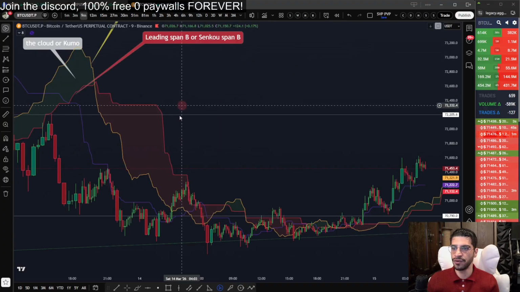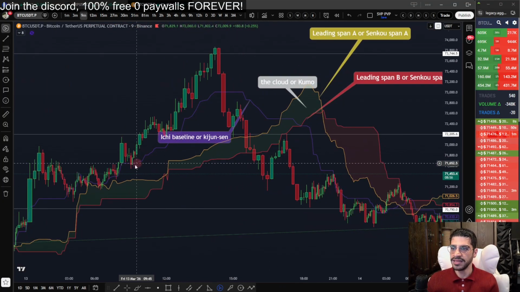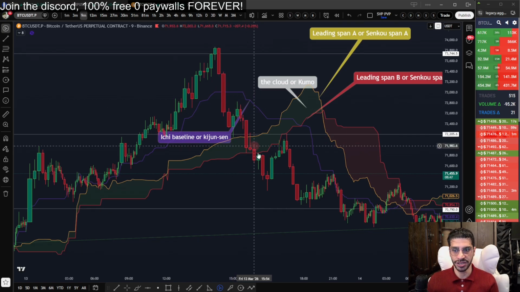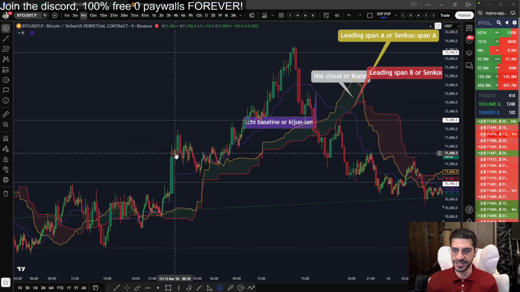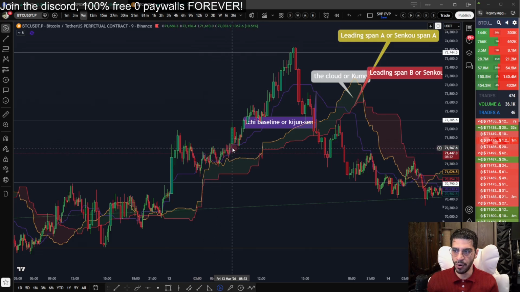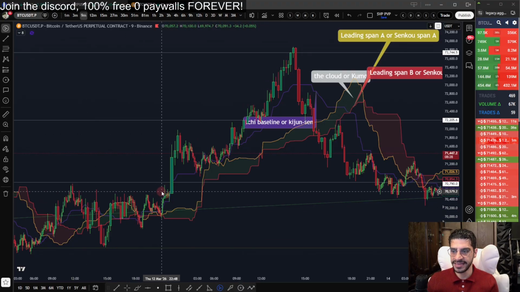Next, we're going to go over the Ichi baseline, or the Kijun Sen. The Ichi baseline is your first guardian for the Ichi. It tells you whether or not the sentiment is going to continue or it's about to change a little bit. As you can see here, as we started going up, anytime we got close to the Ichi baseline, we either used it as support to go up or we just bounced off of it. That is a good sign that the asset that you're watching is going to keep going up.